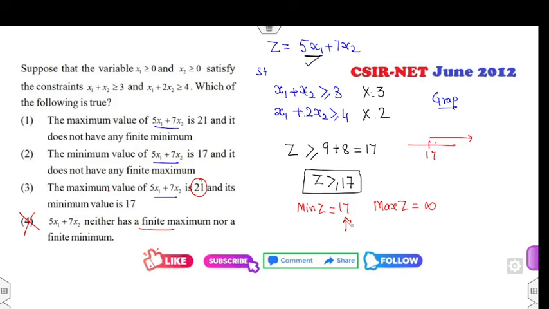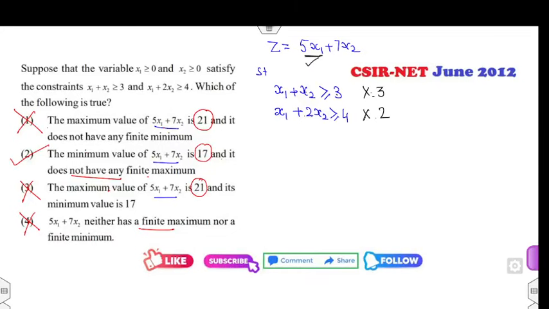Maximum value is 21, but the maximum value is infinity. Minimum value is 17, correct, and it does not attain a finite maximum. Maximum value is 21, that's wrong because the maximum is infinity. That's the right answer of this problem. You can see how many seconds you needed to solve this problem. Also, if you want to solve this by the graphical method, you can easily solve this.